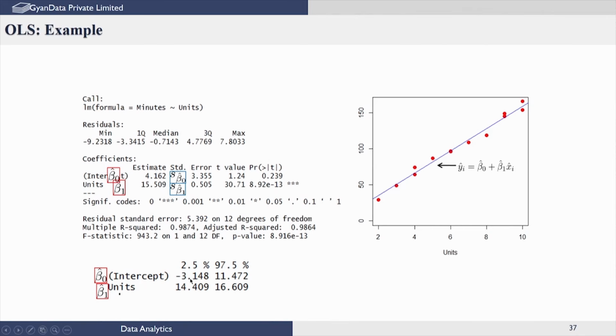Now, all this we have done only for a single variable. We will be extending it to the multilinear case, and we will also look at other assumptions, the influence of bad data and so on in the following lecture.